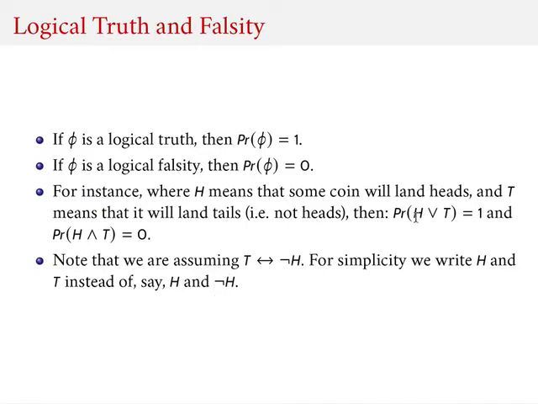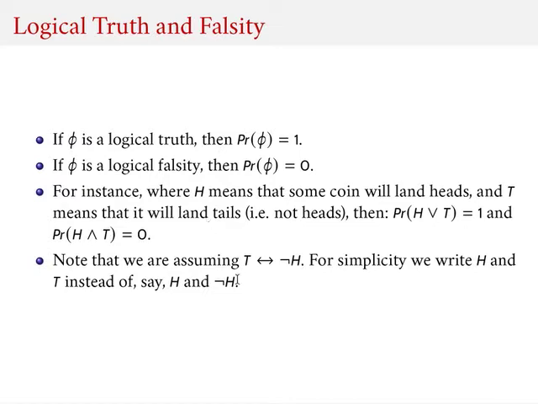And so what we would have here then is that we'd be asking about the probability of H or not H. And H or not H is a tautology, so therefore it must be assigned 1. And in this case, we'd be asking about the probability of H and not H. And that is a logical falsity, as we saw in the previous unit, and so therefore must be assigned 0.